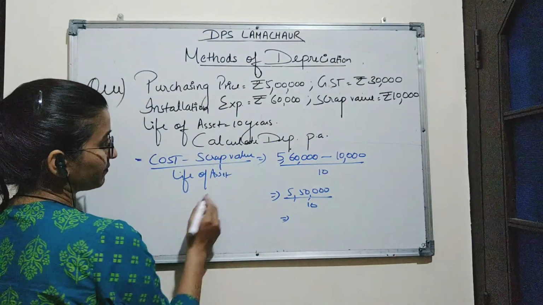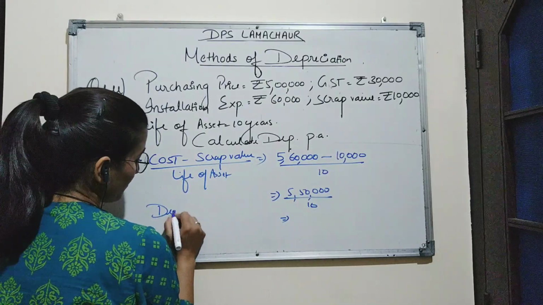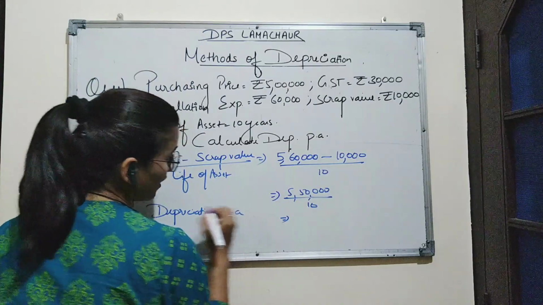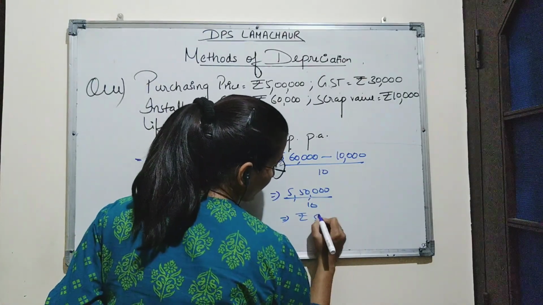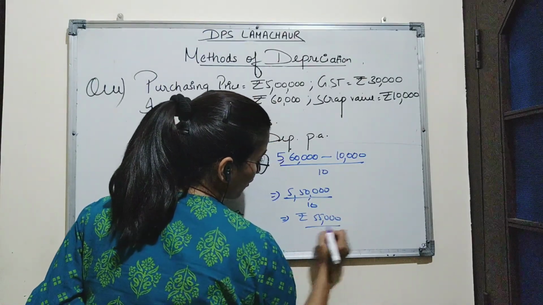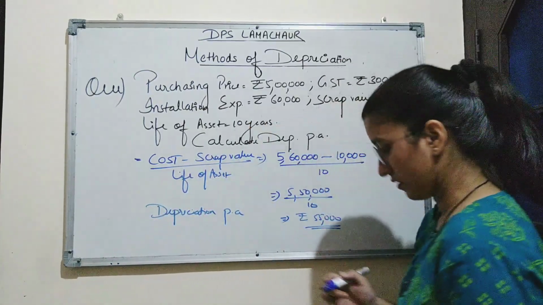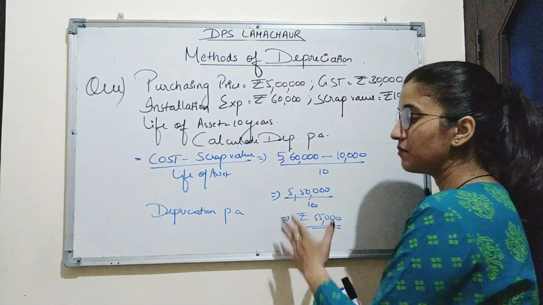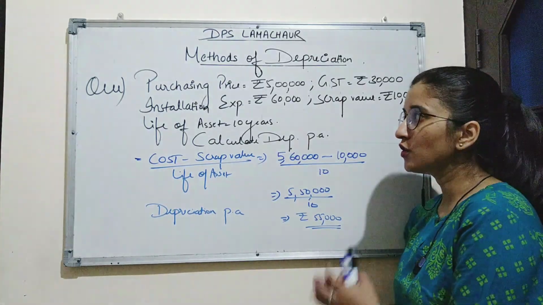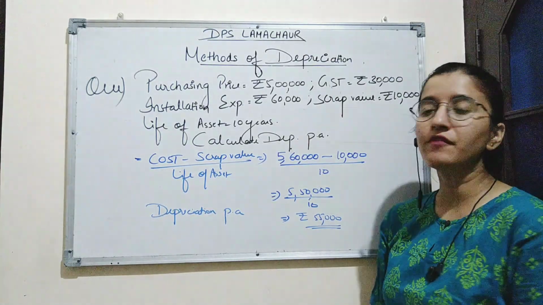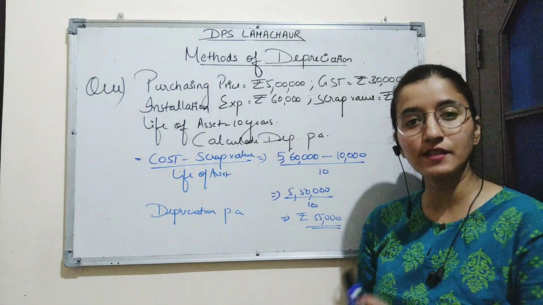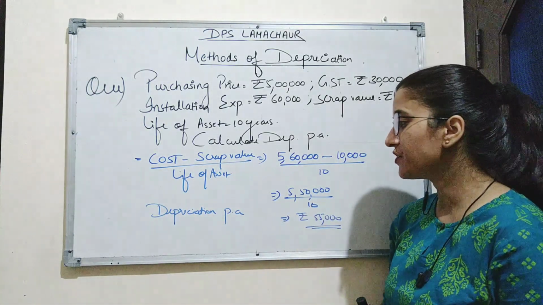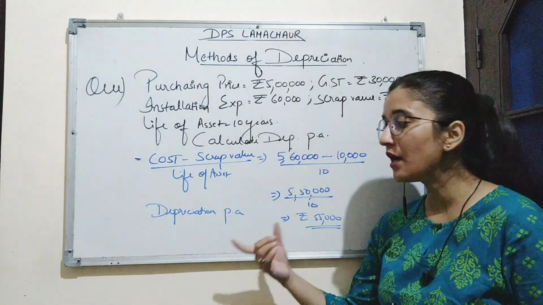That means depreciation per annum is rupees 55,000. So this is how question based on calculating depreciation per annum is solved. So in this session, we have discussed the methods of recording depreciation, methods of depreciation, and practical question based on calculating depreciation per annum.